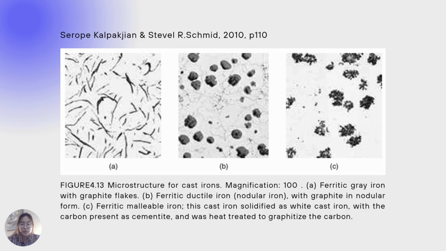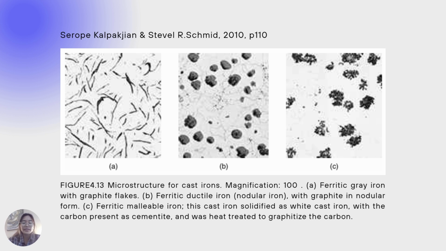In image B, in the middle, we have ferritic ductile iron, also called nodular or spheroidal graphite iron. Here, the graphite forms in rounded nodules instead of flakes, greatly reducing stress concentration. This gives ductile iron higher strength, toughness, and ductility than gray iron. It's often used for crankshafts, gears, and heavy-duty machine parts.